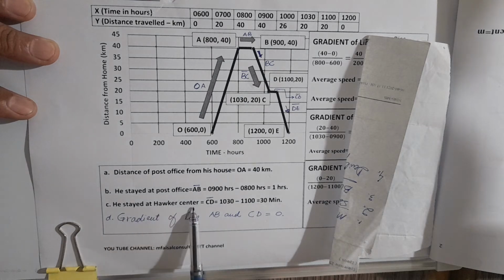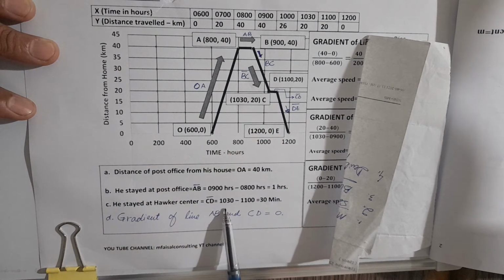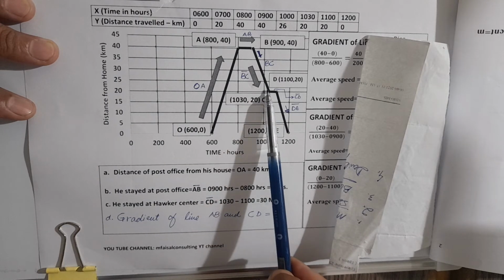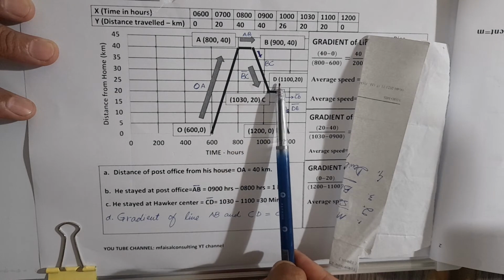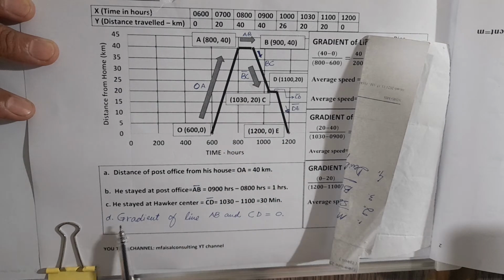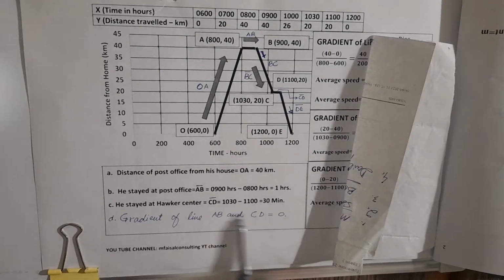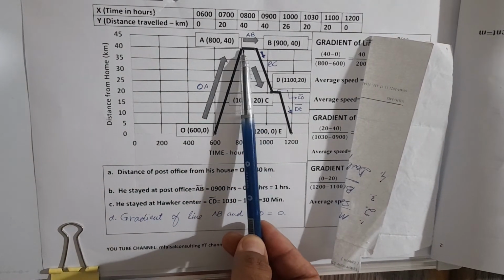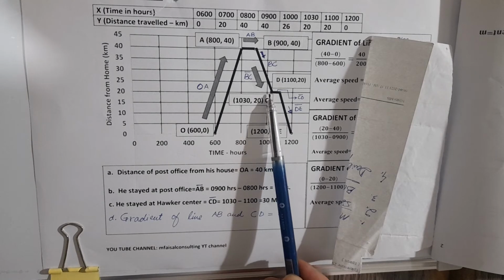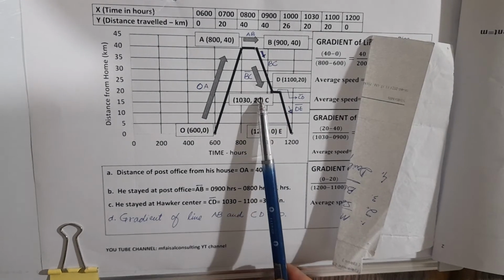He stayed at the Hawker Center, CD, for 30 minutes. Arrival at 1030 hours, departure 1100 hours. Gradient of line AB and CD is 0. Line AB, straight line, no slope. Line CD, straight line, no slope.